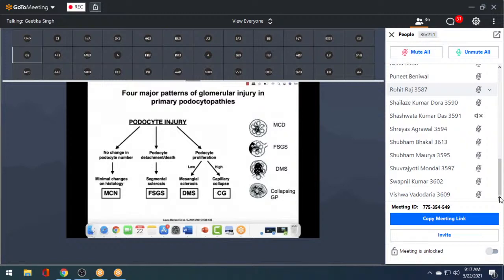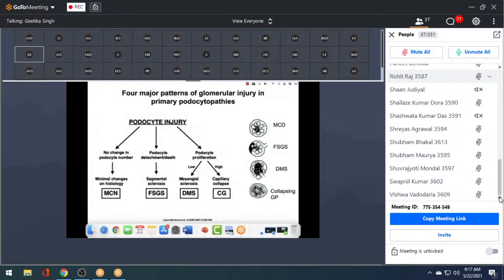Okay. So these four morphologies are associated with primary podocytopathies. Again, by which I mean that there's nothing else happening in the glomeruli except this. But they are also associated, these injury patterns may also be seen in other conditions with secondary hits, and we'll talk about that. Okay.